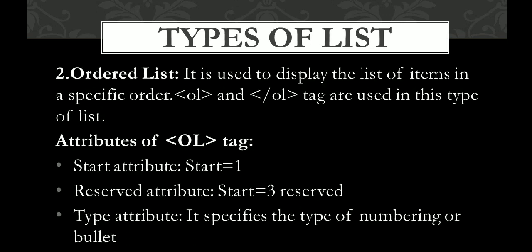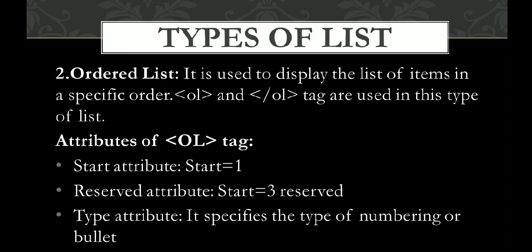Next is the ordered list. Ordered list is used to display the list of items in a specific order. If you want to show your items in a proper sequence or in a specific order, at that time we use the ordered type of list. In ordered list we use the OL tag. Here OL stands for ordered list. We can take an example. In a recipe, if the steps are not demonstrated in order, the end result would not be as desired. For that we need the ordered way.